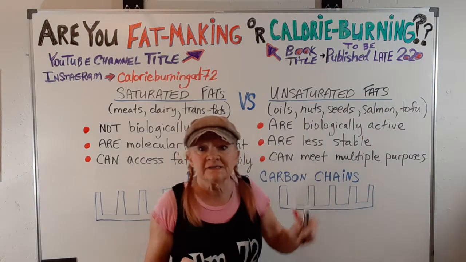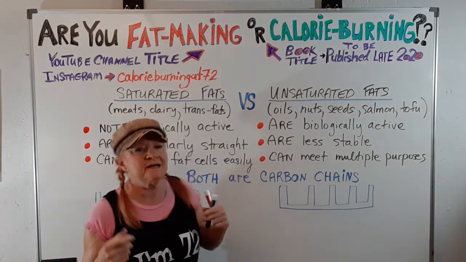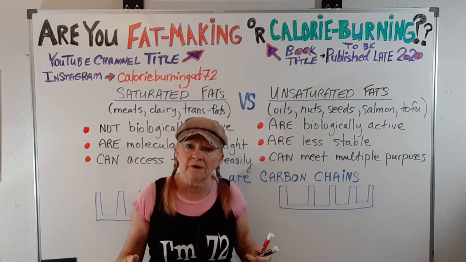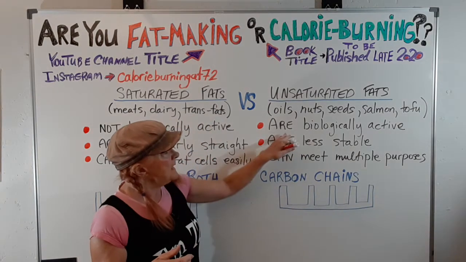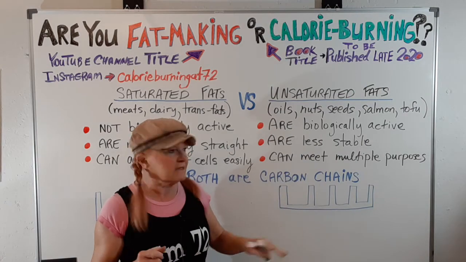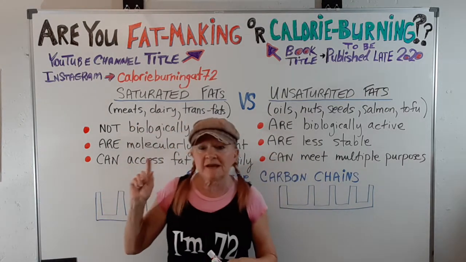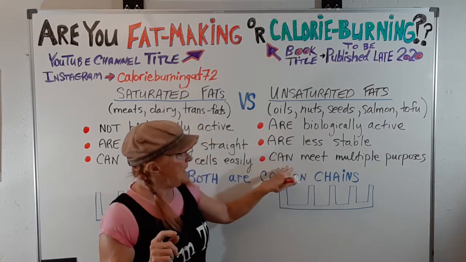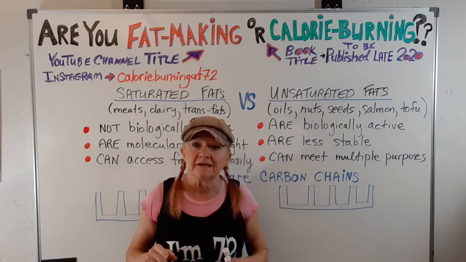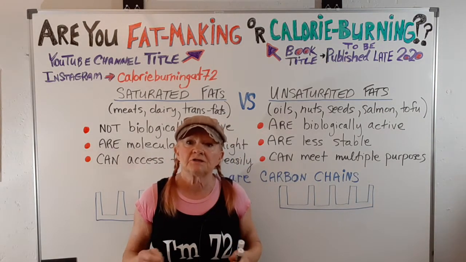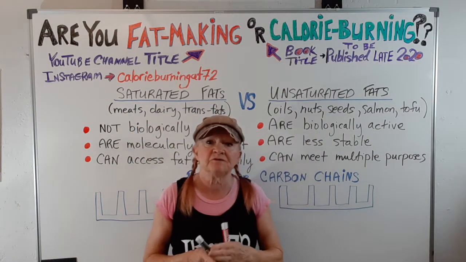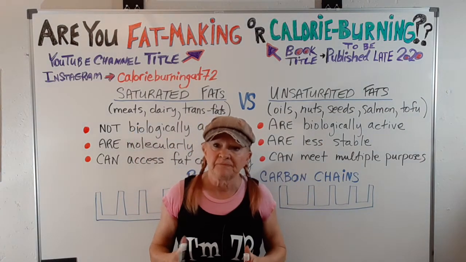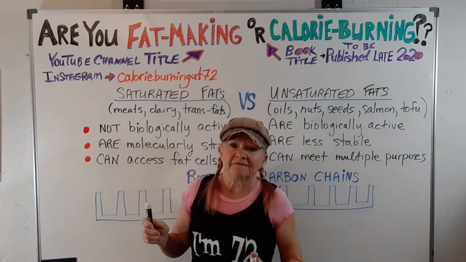Over here, unsaturated fats, things like nuts and seeds and various oils, salmon, tofu, there are lots of examples, right? They are biologically active, but they are less stable than these babies. And that means that your body can use them to meet multiple purposes. That's what I mean by being biologically active. You can build things with these guys. These just go to making fat.